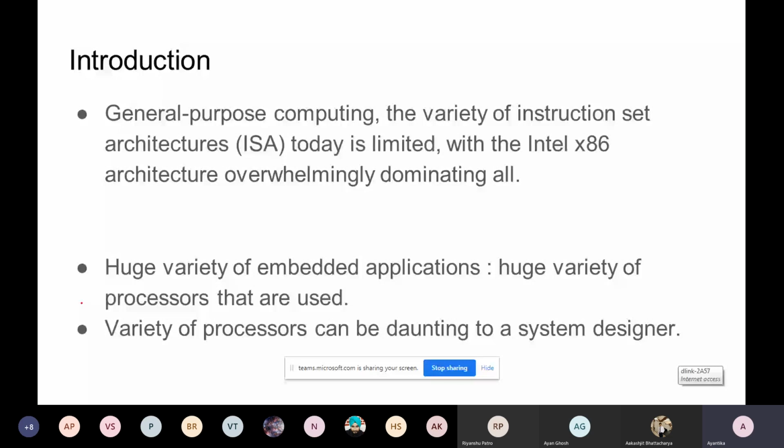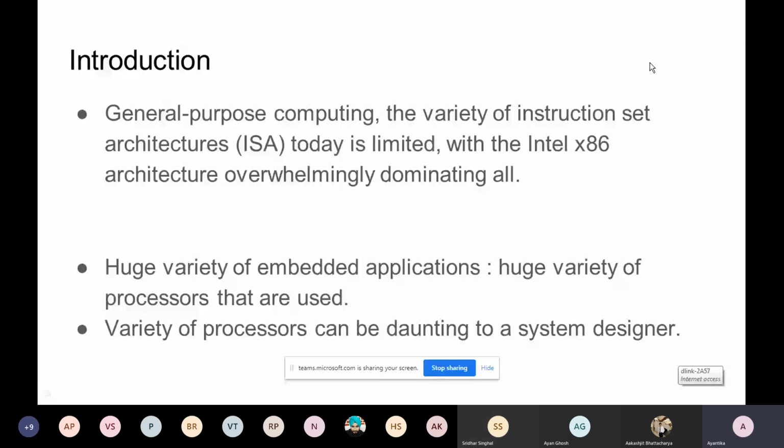Okay, before that, I just wanted to ask, you are coming from different backgrounds, some of you are from EC, some of you are from electrical. So have you done any course in computer architecture? Not yet, ma'am. No, nothing.